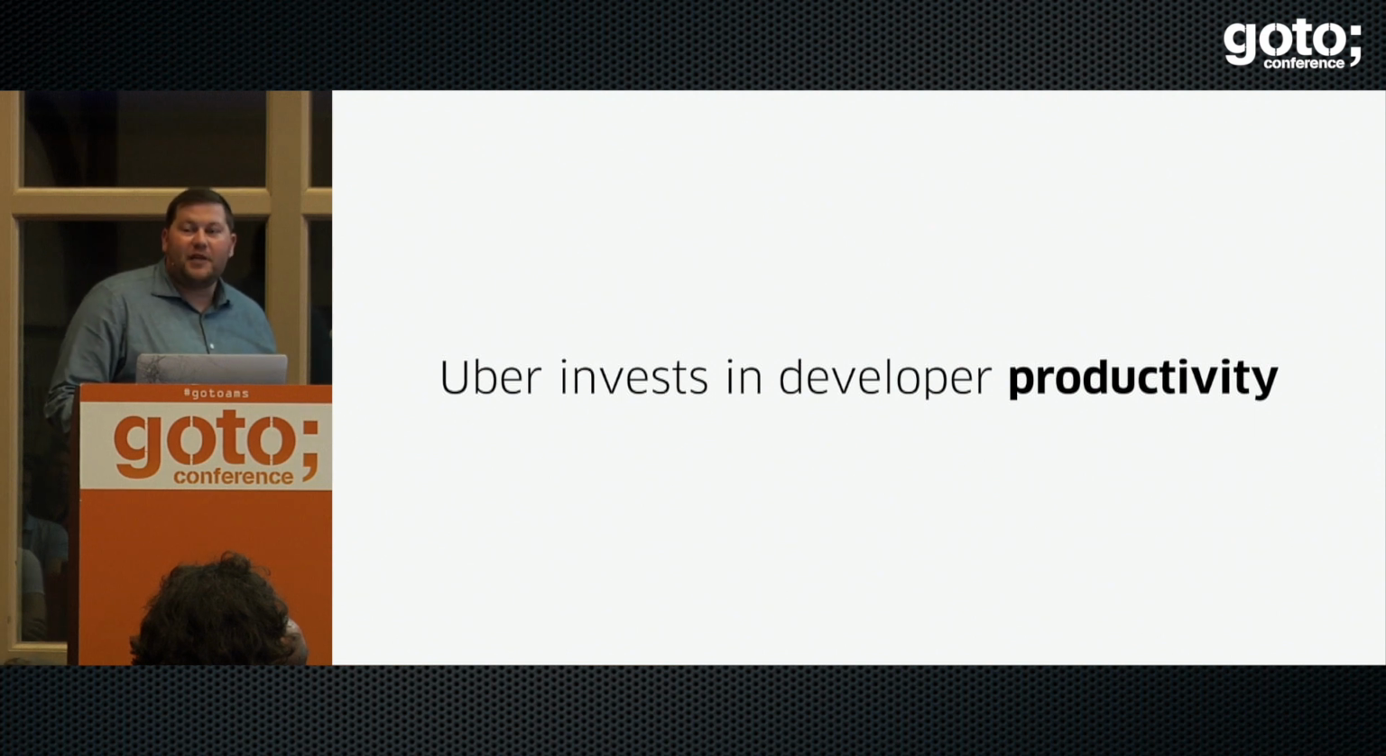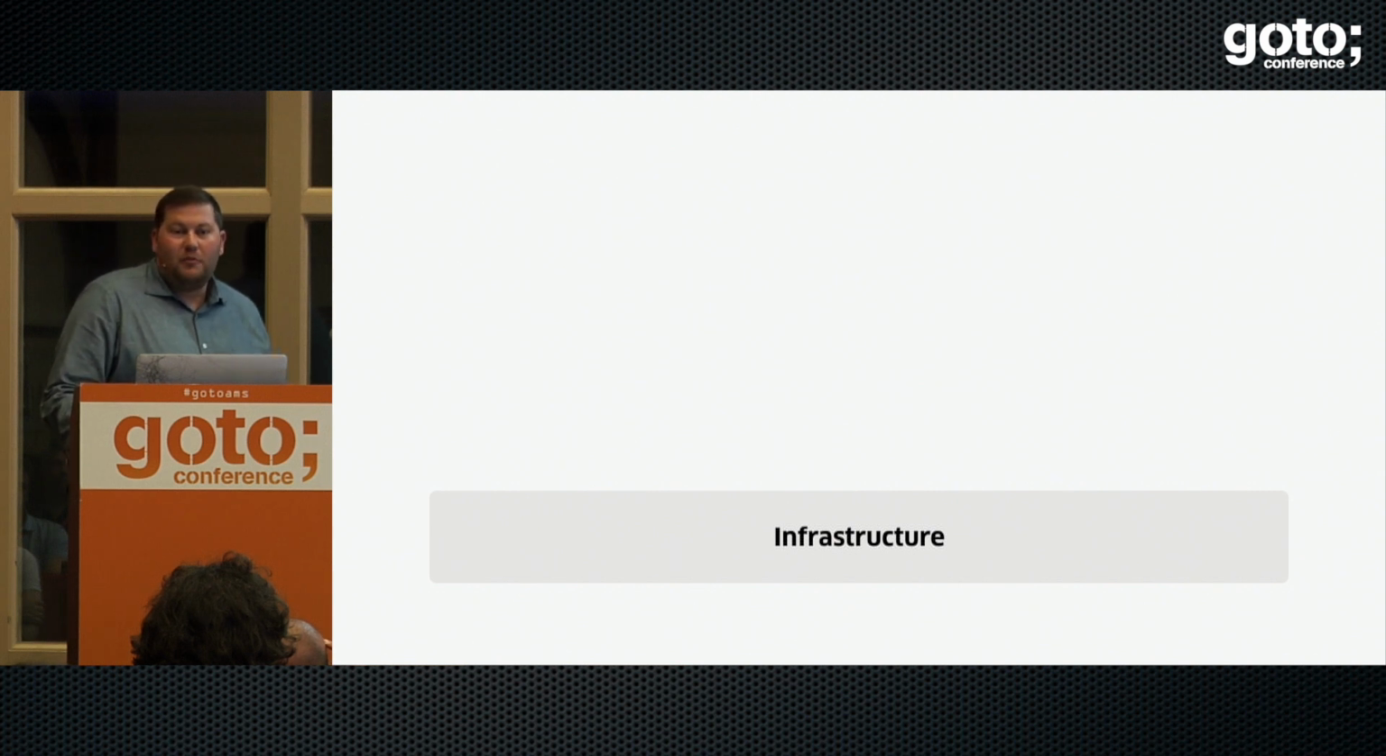But Uber invests heavily in developer productivity, and so we've invested in a bunch of different platform teams that make it easy for developers to be successful from their first day at Uber. And so it really starts with the core infrastructure. This is our compute, network storage, our cloud environments, our on-prem environments, and it abstracts this away so that developers can focus on making magic.